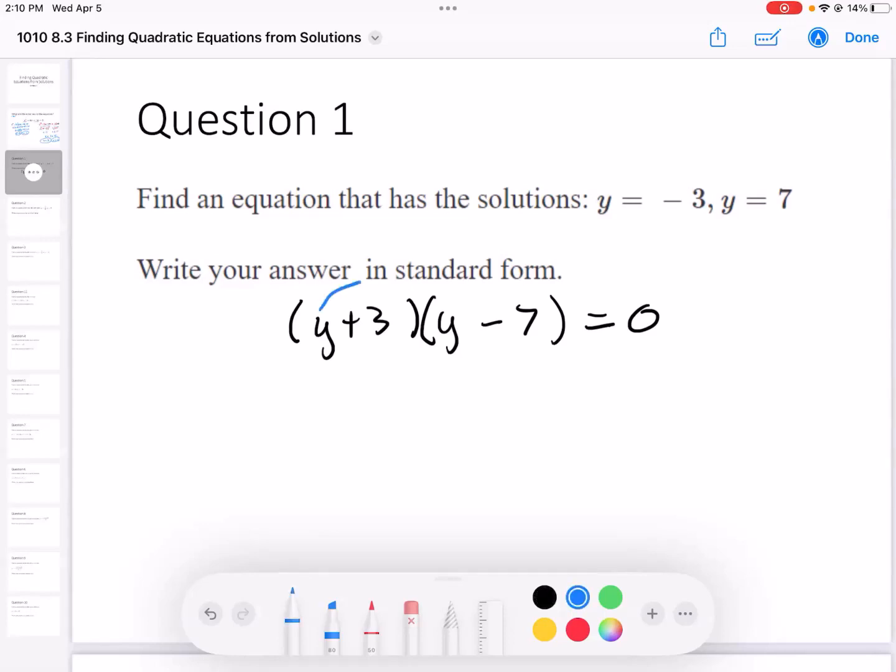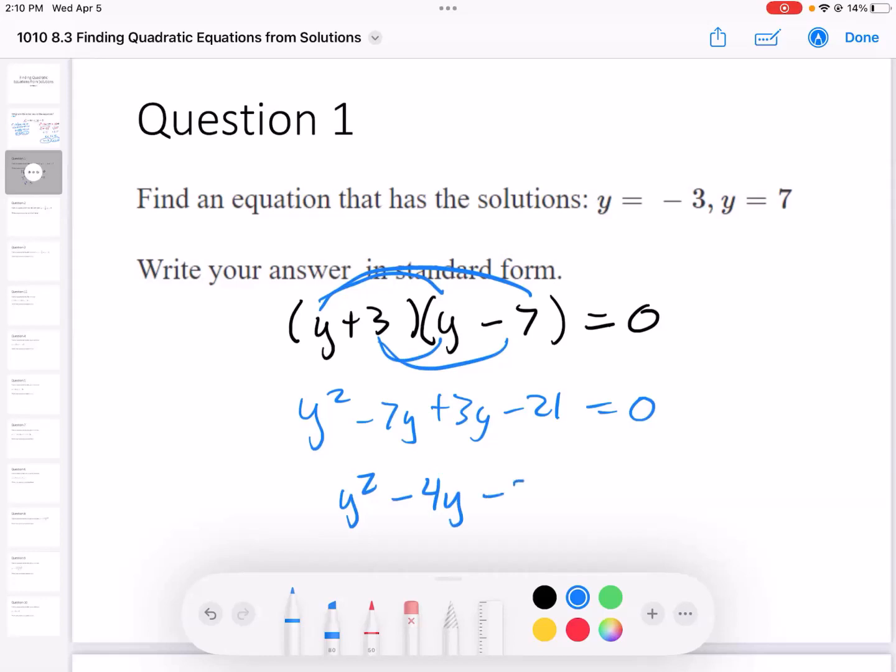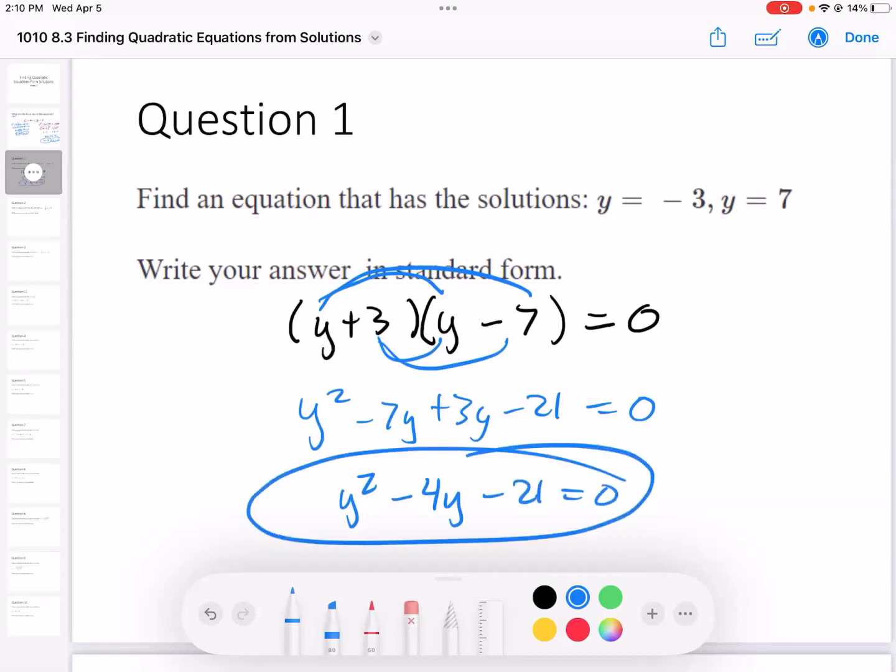To put it in standard form, we basically just FOIL it out and we get y squared minus 7y plus 3y minus 21 equals 0. You can combine the like terms, which gives you y squared minus 4y minus 21 equals 0. And that would be your final answer. So essentially, we're working backwards from everything we've done so far, because before, our goal was to take something like this and find the solutions. Now they're giving us the solutions and we're finding the equation that has those solutions.